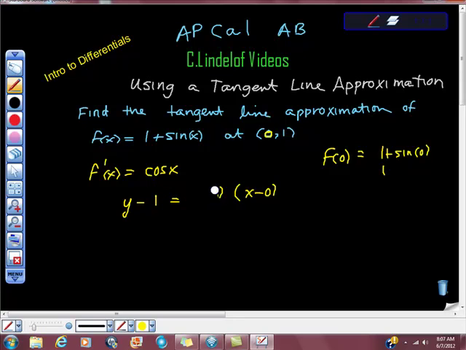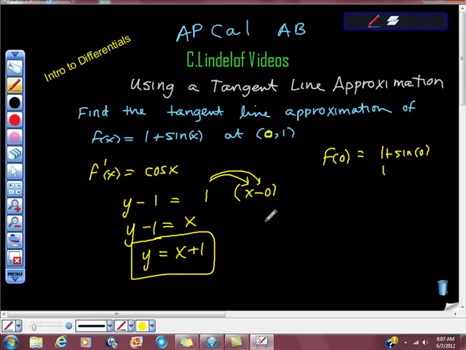Cosine of 0 is 1, isn't it? So y minus 1 equals x. Right? 1 times x, 1 times 0 just gives us x, doesn't it? Just going to do a little bit more algebra and get y is equal to x plus 1. Is that all right with you? So here is the line tangent to the curve at that place. Right? So that's kind of the good news.